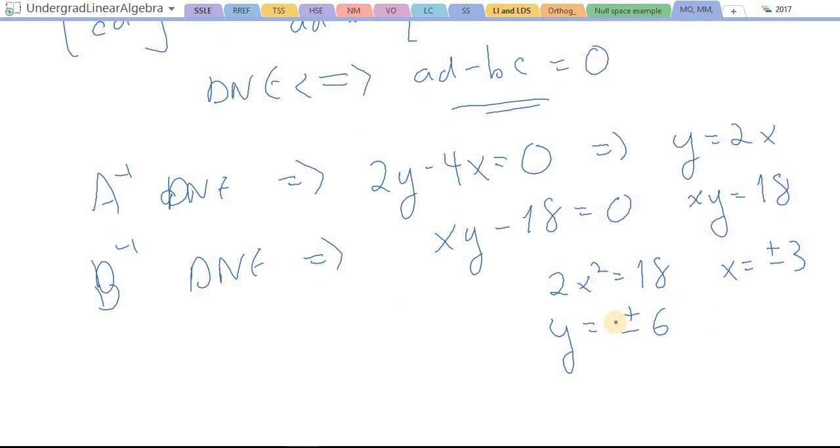Okay. So apparently, there are two possible solutions that we can check. So we have either x equals 3, y equals 6, or x equals minus 3, y equals minus 6. And you can check both of these that they both work.